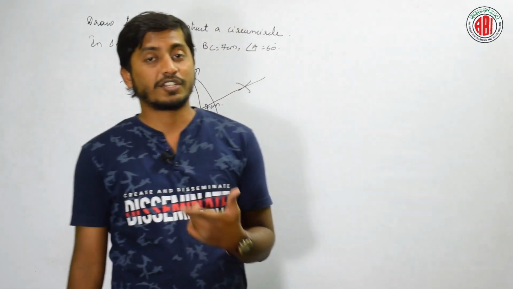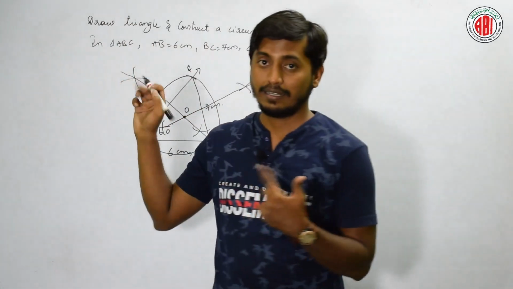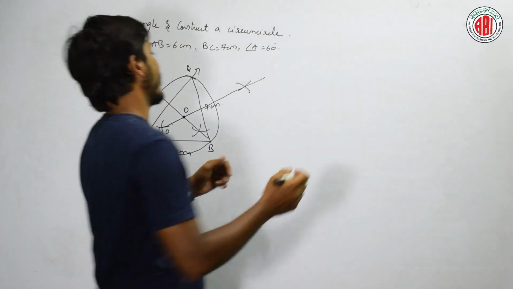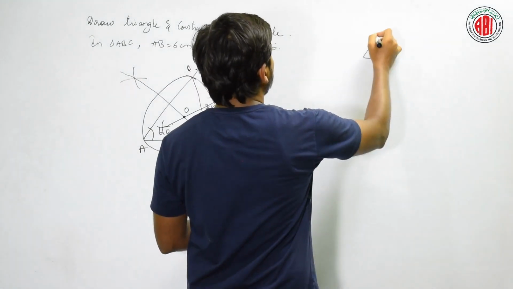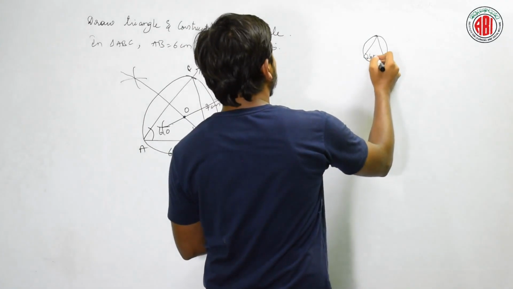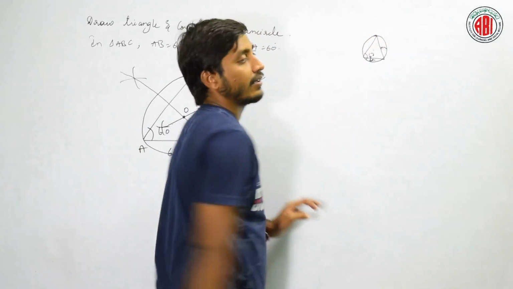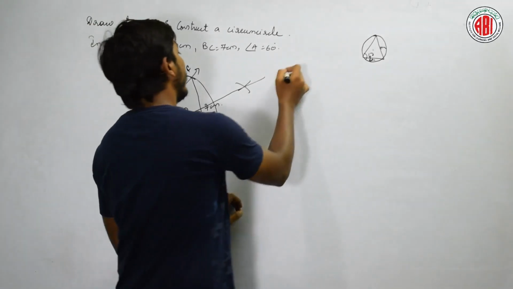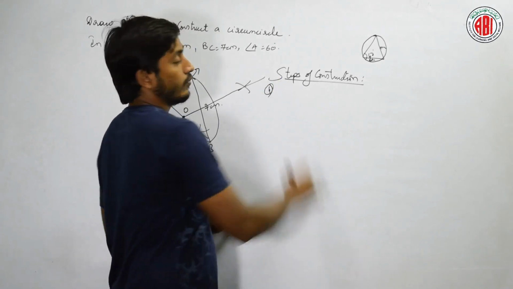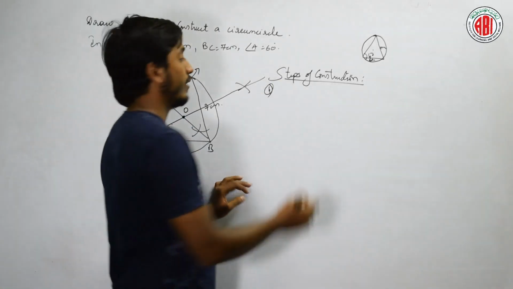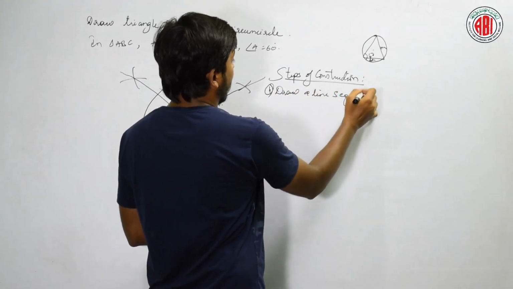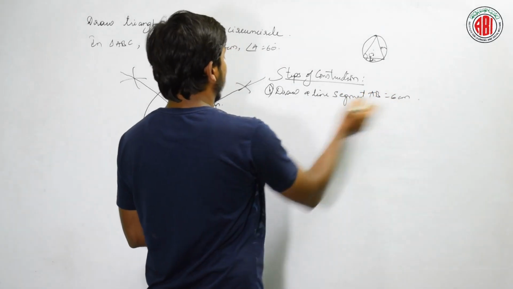For any construction, what are the main requirements? We have to write the given, then draw a rough diagram, then the steps of construction. Just draw a rough diagram, mentioning the sides. This is 60, this is 6 centimeters, and this is 7 centimeters. Shall we write the steps? Steps of construction. What is the first step? Draw a line segment AB equal to 6 centimeters.